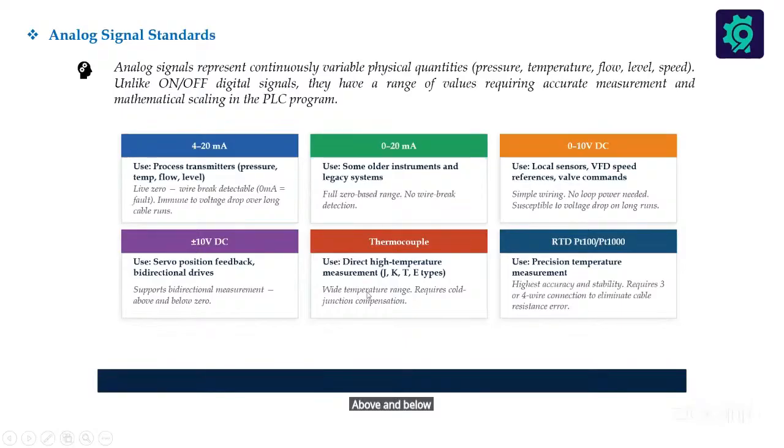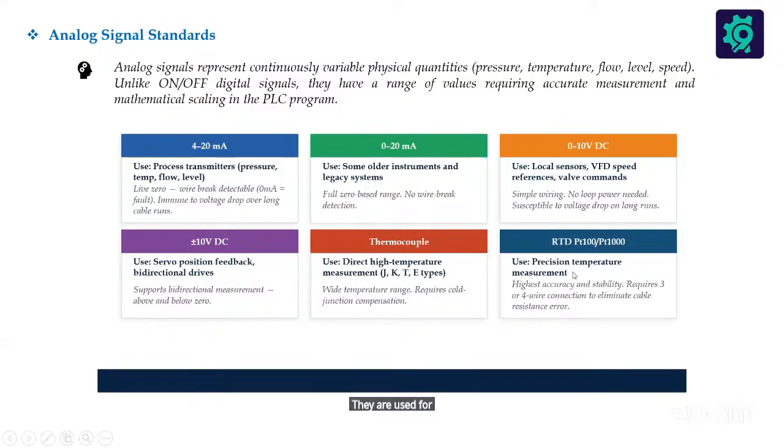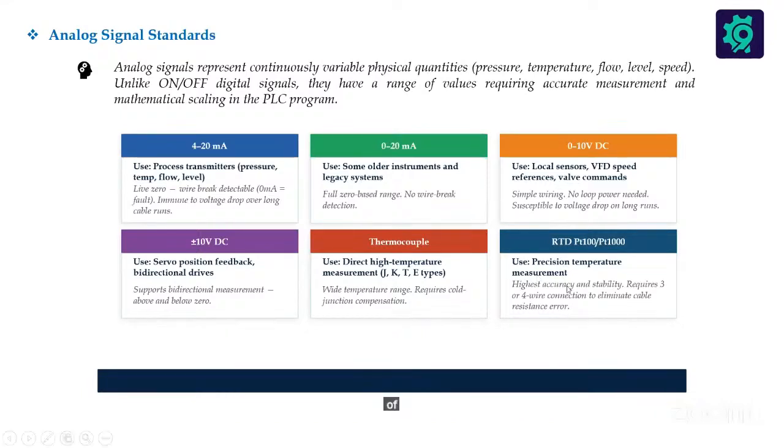For the thermocouple, the use is direct high temperature measurement, the J, K, T, E types, with wide temperature ranges, requiring cold junction compensation. And then for RTD PT100 and PT1000, they are used for precision temperature measurement, where accuracy and stability are of higher importance, requiring 3 to 4 wire connection to eliminate cable resistance error.